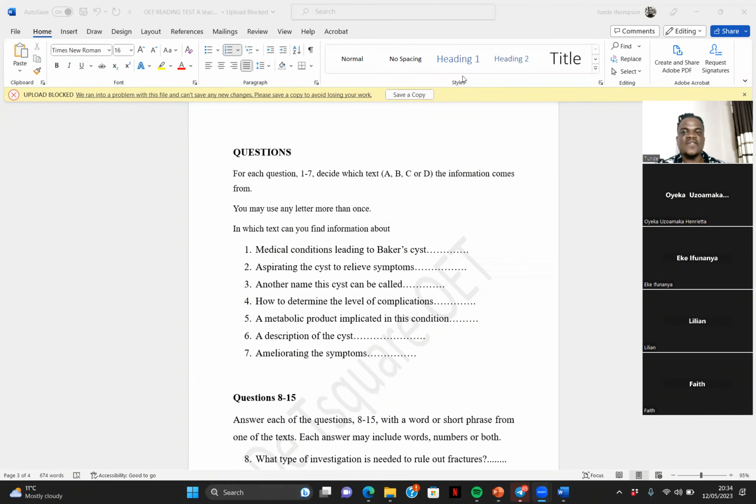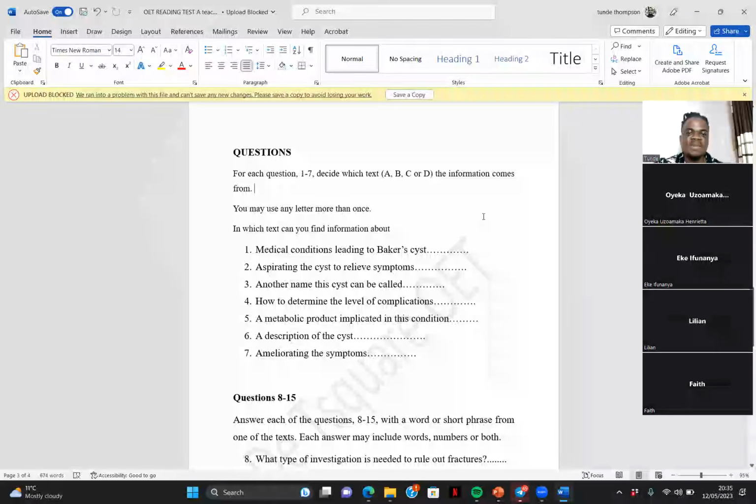Okay, I think those who are answering C, you are still talking about question number 4. Now we are in question number 5. What do you think the answer will be for question number 5? A metabolic product implicated in this condition. So you can suspect, will it be text A, will it be text C, or text B? Will it be text C or text B?